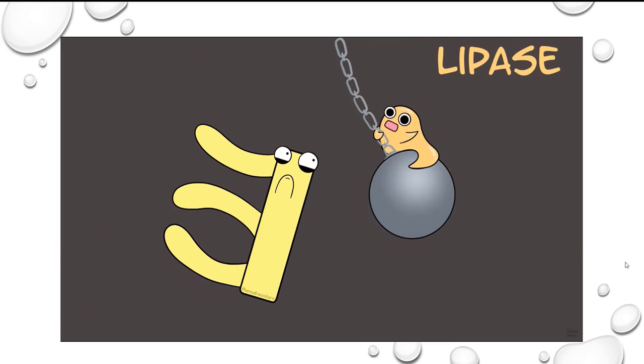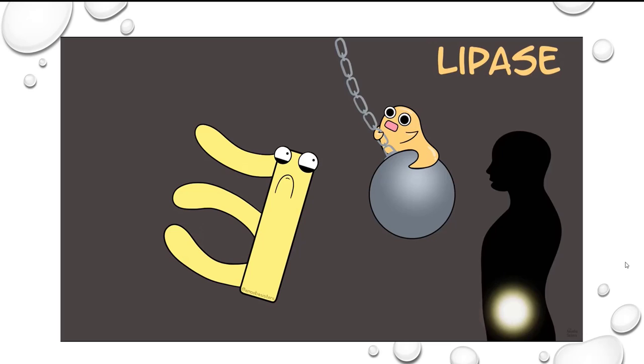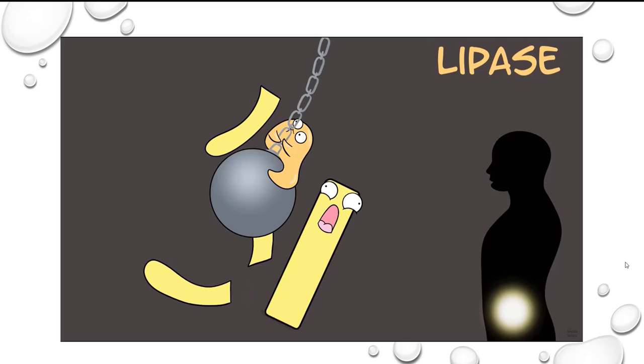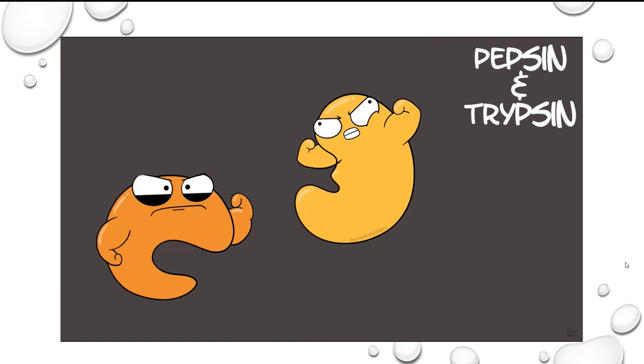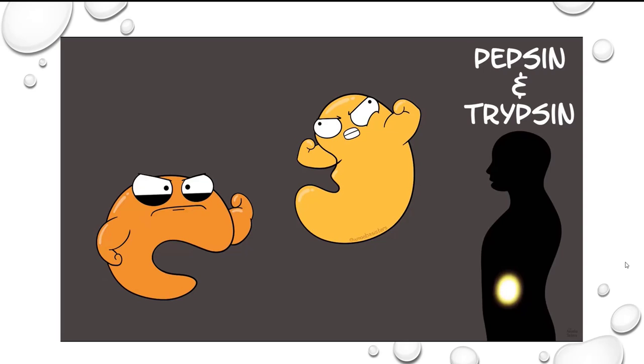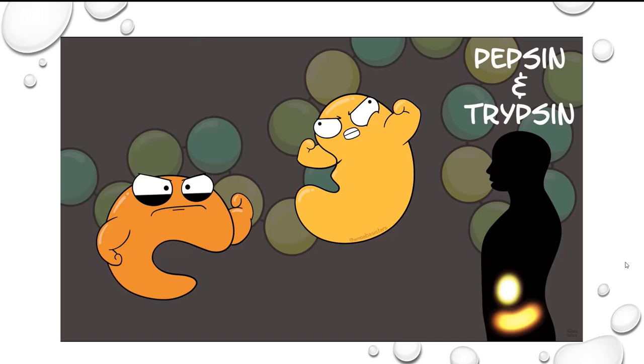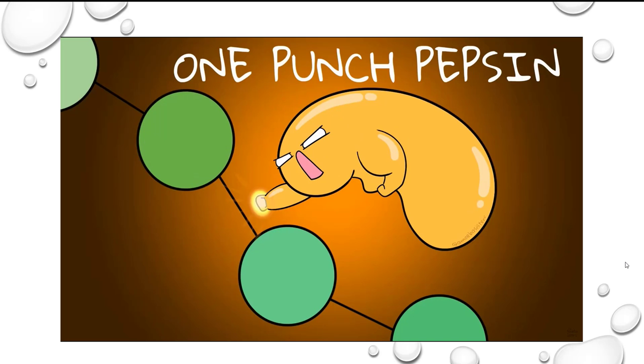Lipase is an example of an enzyme that breaks down lipids, and one action location is in the small intestine. Lipase can break the ester bonds found in triglycerides, which are a type of lipid, into their building blocks: fatty acids and glycerol. Pepsin and trypsin are some examples of enzymes that break down proteins. An action location for pepsin is in the stomach, and an action location of trypsin is in the small intestine. These enzymes break the peptide bonds in proteins. Pepsin breaks down proteins into peptides.